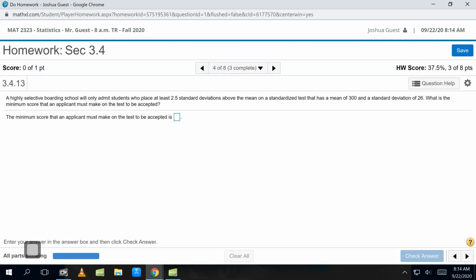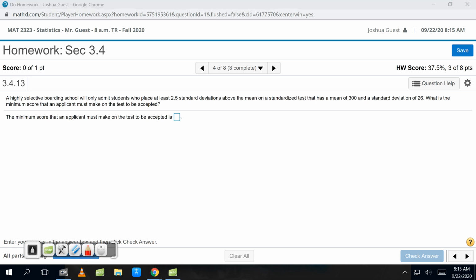So 3.4, 13 here. A highly selective boarding school will only admit students who place at least 2.5 standard deviations above the mean. The mean is 300. The standard deviation is 26. What is the minimum score that you must make to be accepted? So whatever test they're given has a mean of 300 and a standard deviation of 26. They only take people who are at least 2.5 standard deviations above the mean. So what is the z-score for the test?